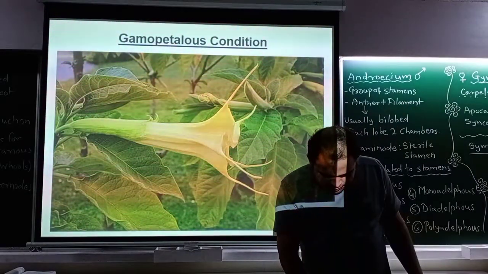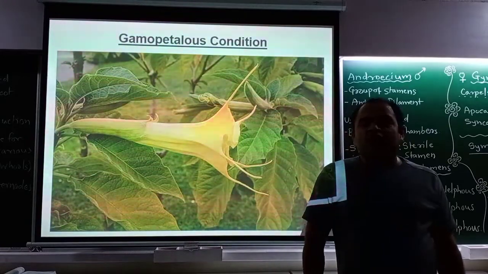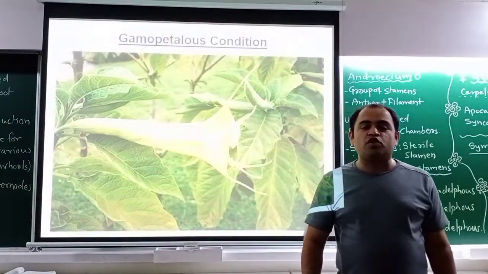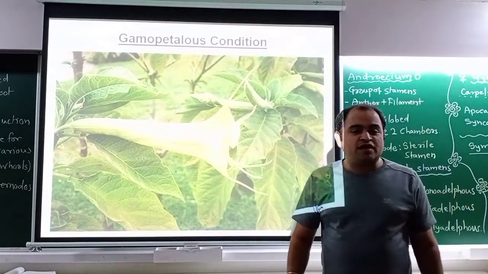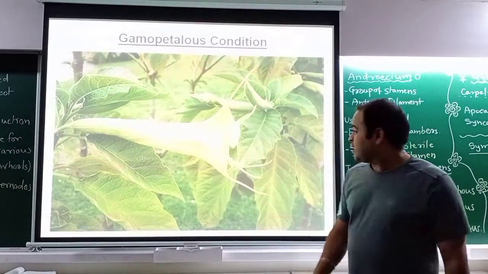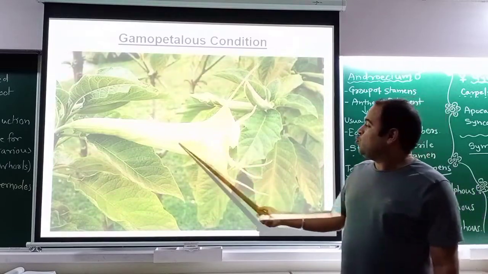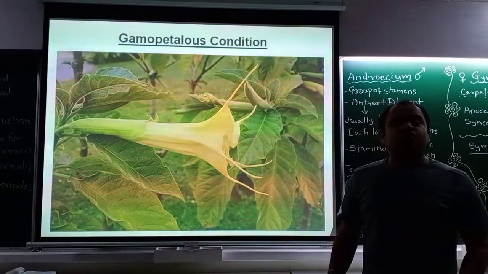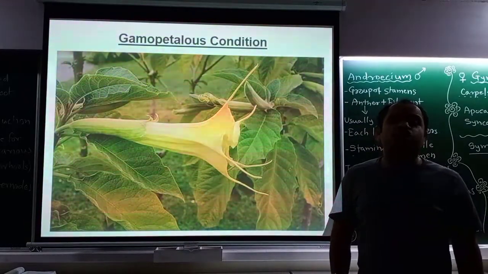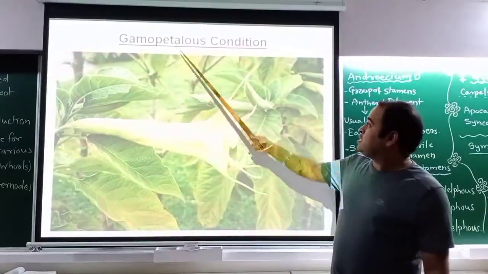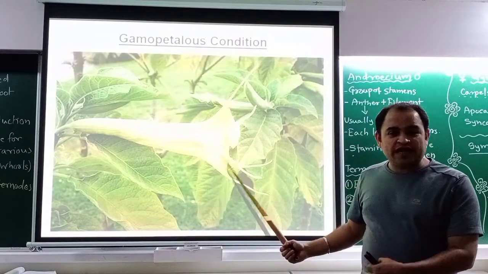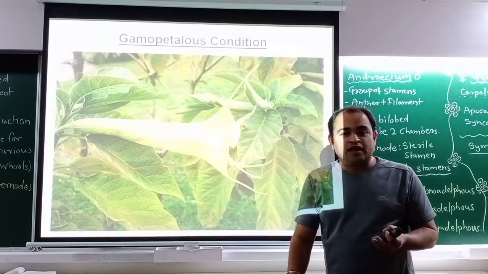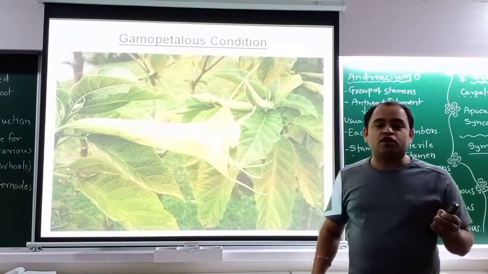Now I can say about gamopetalous and polypetalous conditions. I need not say much more about the petals. A petal is a brightly colored structure, and in this particular condition the petals are fused together to form a tube-like structure. So it is the gamopetalous condition. This tube-like structure is present in certain families only. Not everywhere will you find the corolla tube.